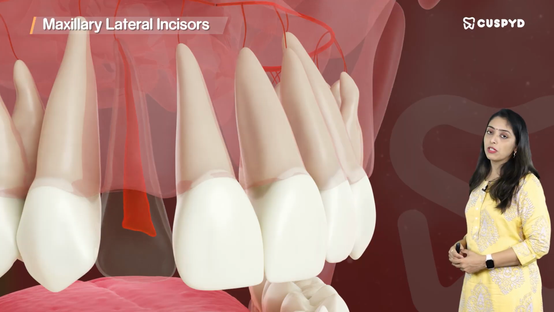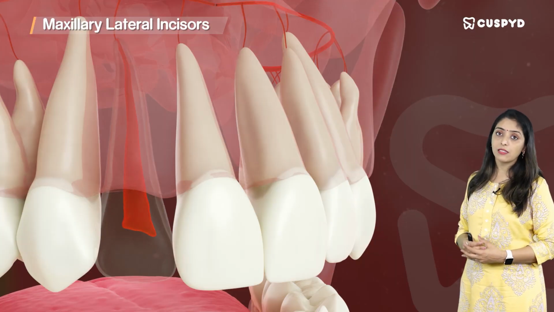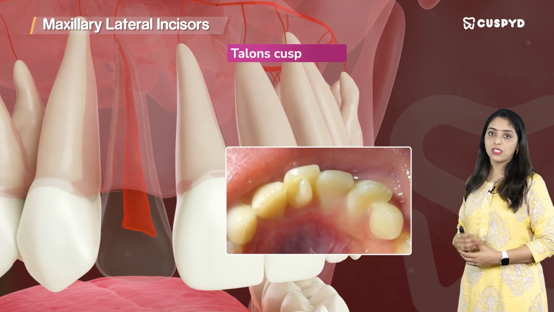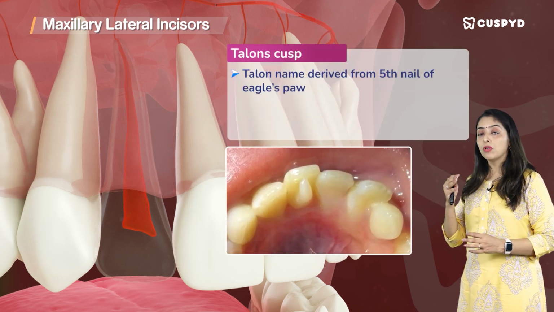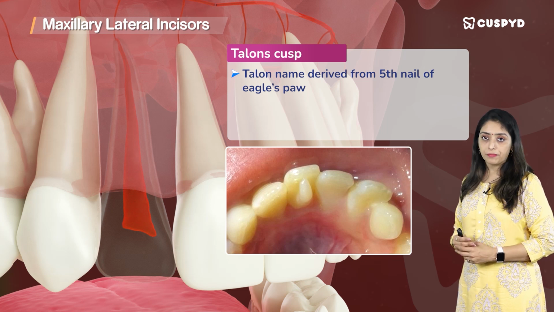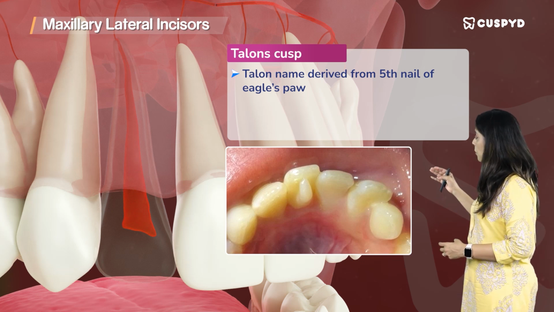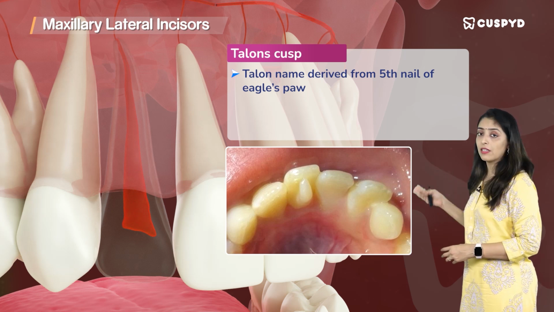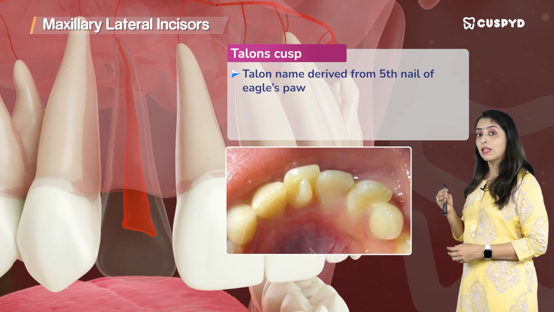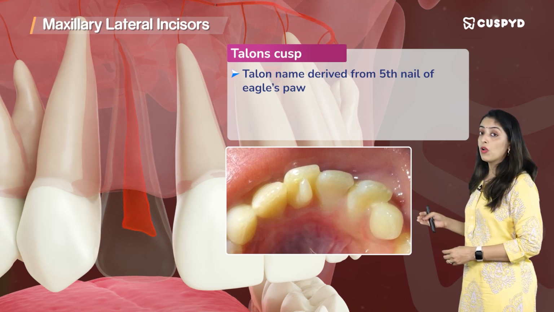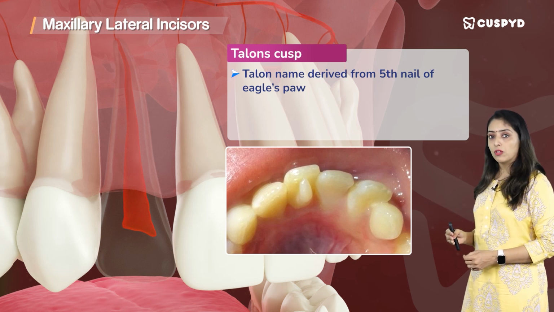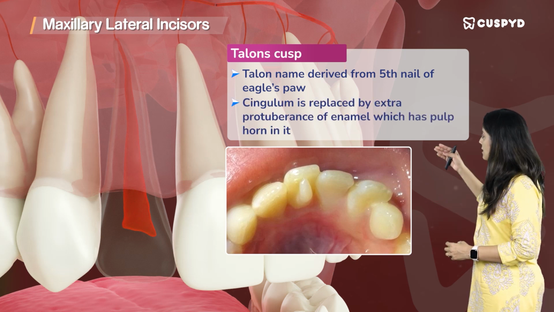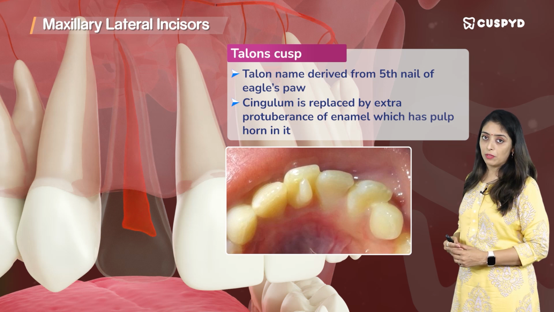The third morphological variation that you see in a maxillary lateral incisor is the talon's cusp. Talon is the name given to the fifth nail of an eagle. So, an eagle's paw shows this extra nail on the inner aspect. And similarly, lateral incisors many times show a highly developed tubercle in place of a cingulum. So, the cingulum is replaced by this extra protuberance of enamel.